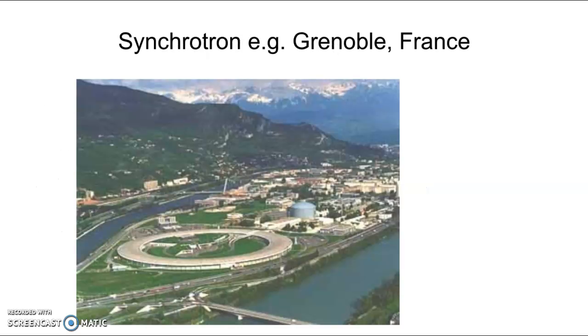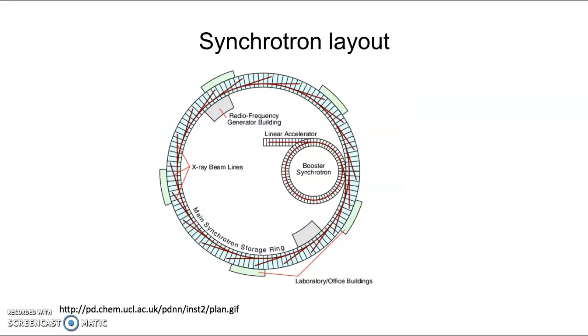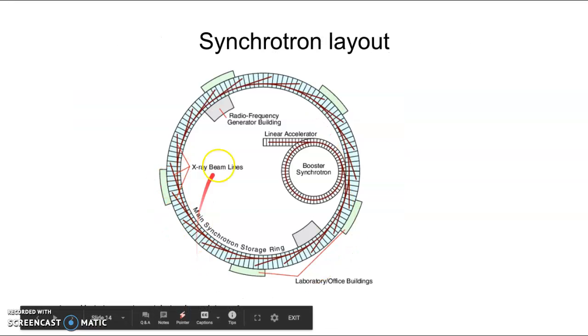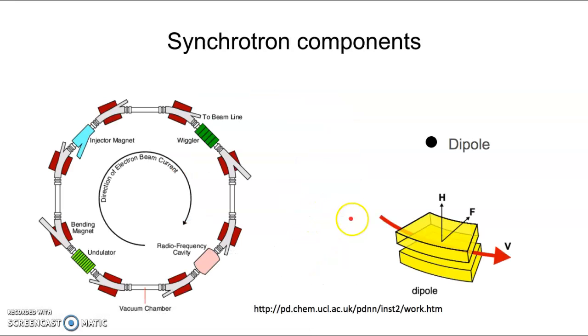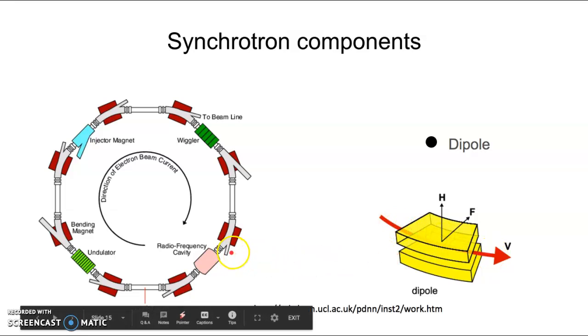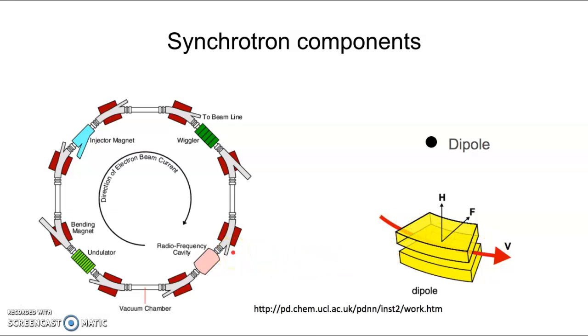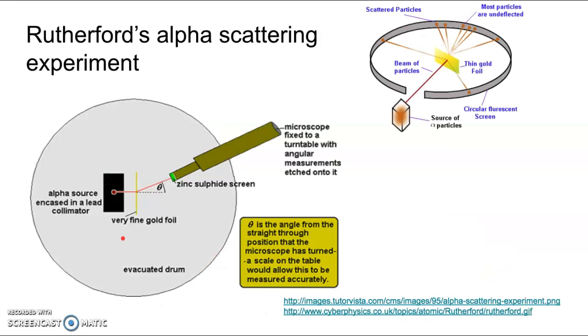Synchrotrons are slightly different in that they just keep going round and round at the same radius, but the two fields are the same idea, that you've got to have magnetic fields to change the direction and electric fields to accelerate. So you've got all sorts of things here like wigglers and undulators, but what you need to know is really just that it's the electric and magnetic fields.